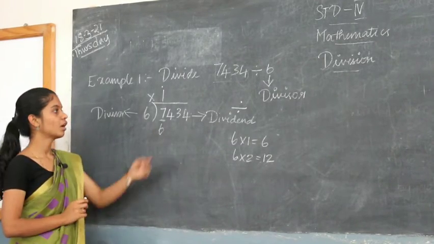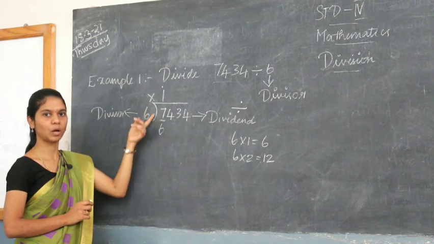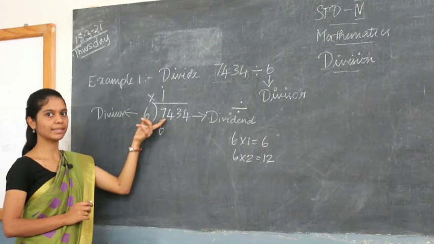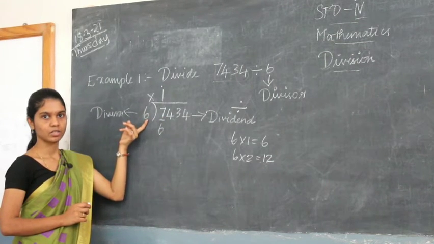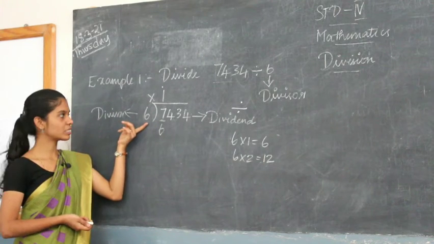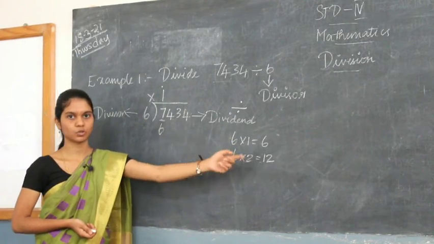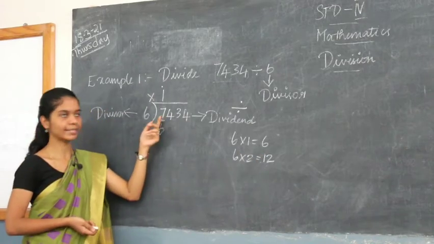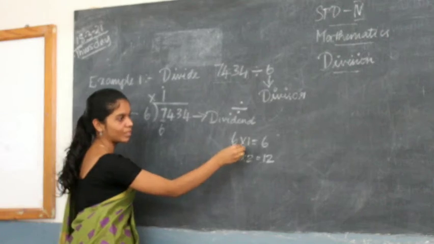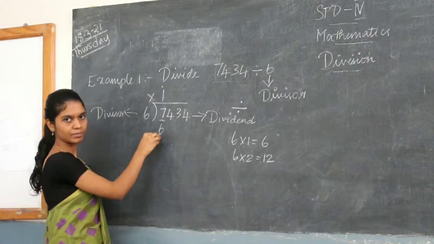First, you look at the highest place value number. Your highest place value is 1000, 7000. In that place you have 7. So you will compare this 7 with 6. 7 is greater than 6, so you will start telling 6 tables. 6 ones are 6, 6 twos are 12. 12 is greater than 7, so you will go to the number before. Before is 6 ones are 6. So 6 multiplied by 1 will give you 6.